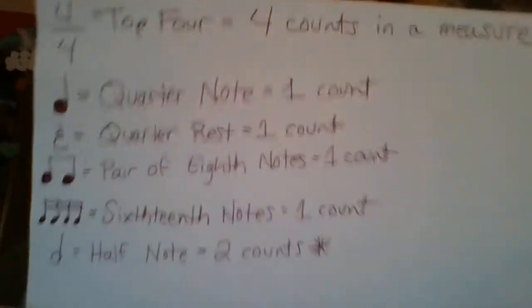And then we have the half note, and the half note gets 2 counts. I'm going to put a star next to it. The half note gets 2 counts. I put a star next to it so you remember it gets 2 counts.